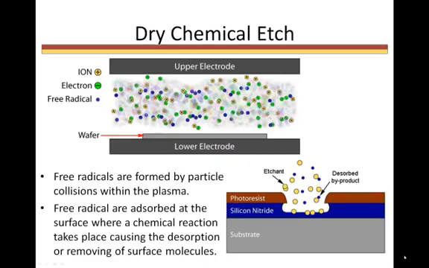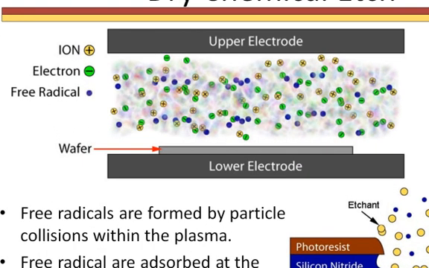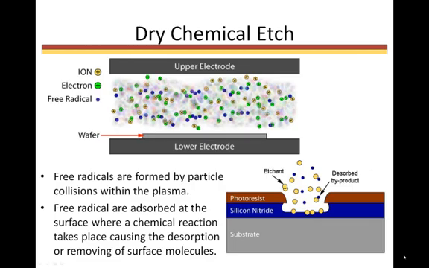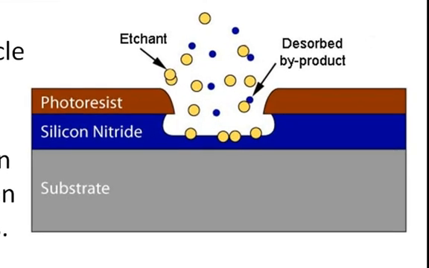As I mentioned before, the plasma consists of electrons, ions, and free radicals. The ions are used for physical etching, while the free radicals are used for dry chemical etching. Free radicals are atoms or molecules that have at least one unpaired electron and are therefore unstable and highly reactive. It is the free radicals that react with the surface, creating volatile particles that are released from the surface and then removed from the chamber. This process is called a dry chemical etch.